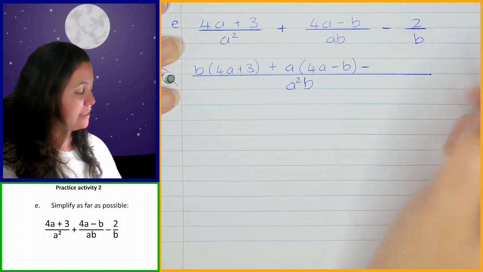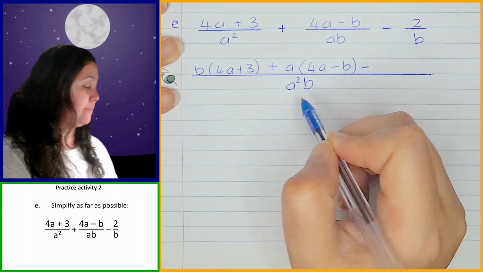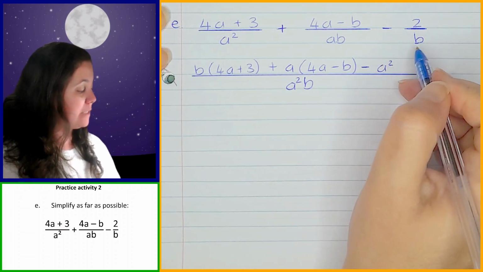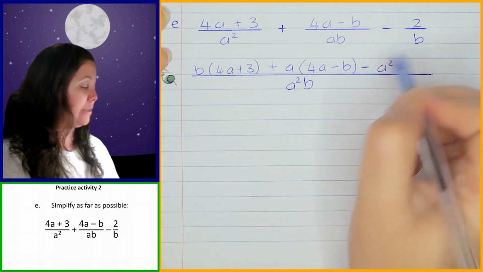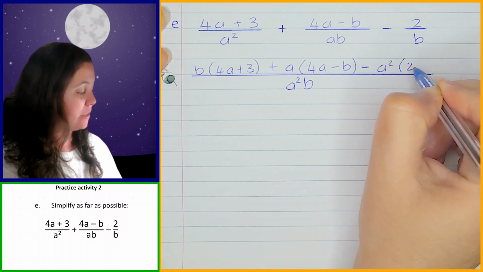Then I've got a minus. Now this one, I've got b. I need a squared b. So I need to multiply by a squared. And I don't need to multiply by any b's because I've already got the b that I need. So I'm just multiplying by a squared in this one. So it's a squared times 2.